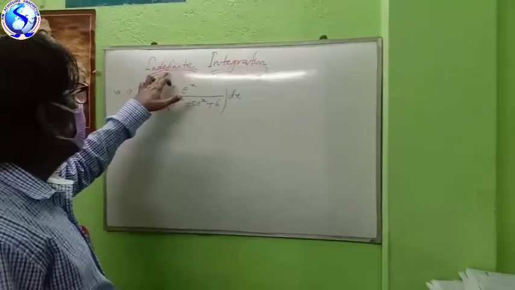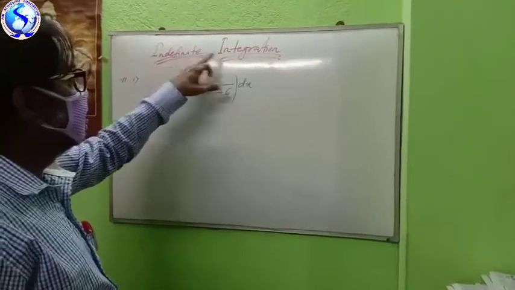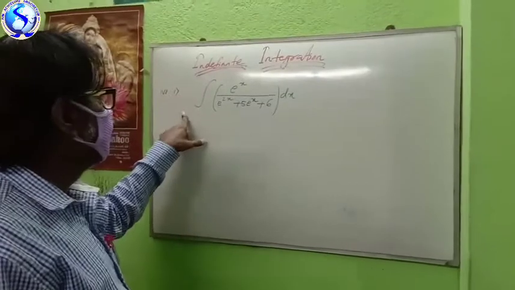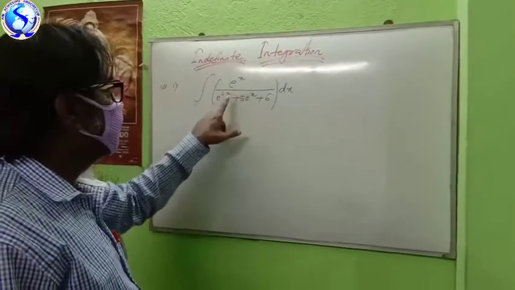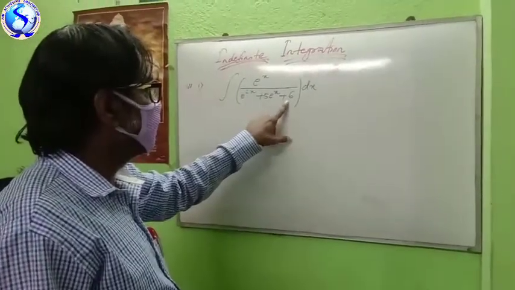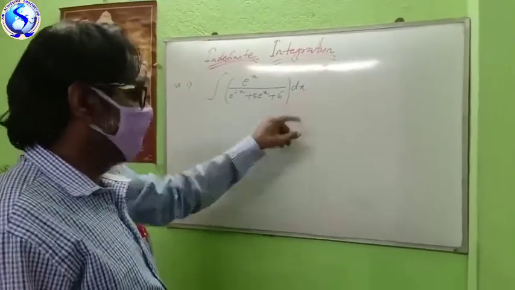Today I am continuing the chapter indefinite integration. Let us take one question: integral of e to the power x divided by e to the power 2x plus 5 e to the power x plus 6, whole into dx. How to proceed?